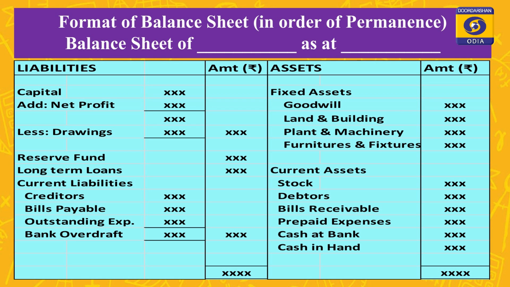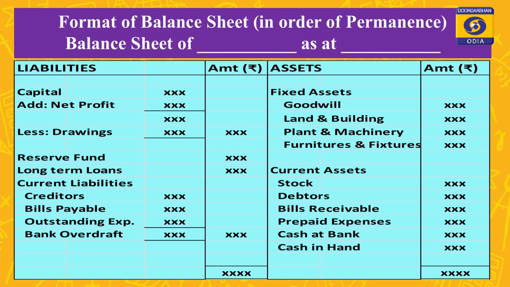Let's move on to the asset side. On the asset side, we have fixed assets. In the fixed assets, we have goodwill, land and building, plant and machinery, furniture and fixtures. Those are all fixed assets, and I am showing you in the order of permanence. So the most permanent asset lies at the first place, and as we move down, they become less permanent.